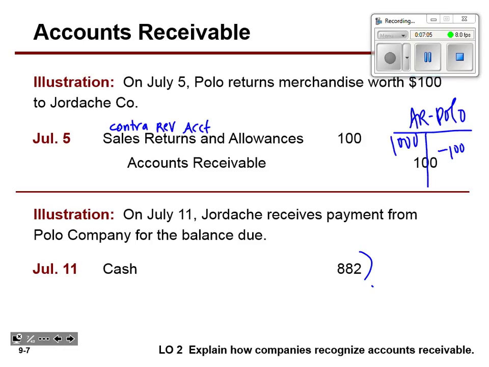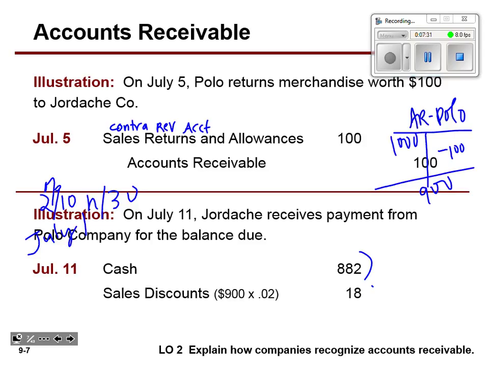Why, when they owed us $900, are we only getting $882? Where'd you guys come up with 2? 2, 10, and 30, the terms. So they originally did this on July 1. They just sneaked in on the 10th day, and that's the whole 2, 10, and 30. We are allowing a 2% discount because they paid within 10 days.